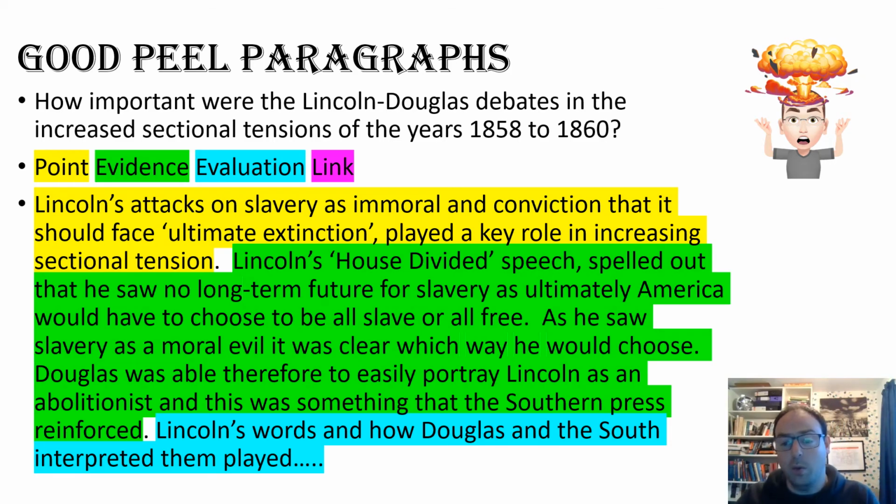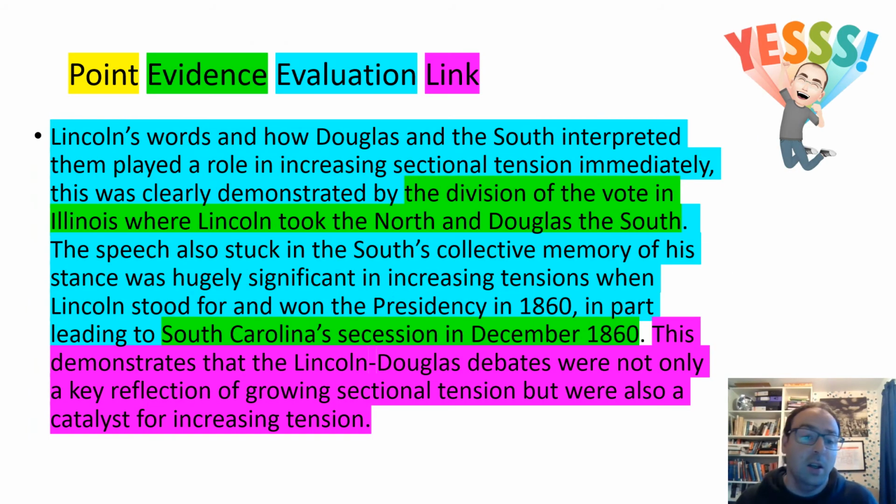So then I'm going to move on to the evaluation, and we're going to continue that as we go on to the next slide of mine. So Lincoln's words and how Douglas and the South interpreted them played a role in increasing sectional tension immediately. This was clearly demonstrated by, and again, this is the bit I'm talking about backing up what you're saying, the division of the vote in Illinois, where Lincoln took the North and Douglas took the South.